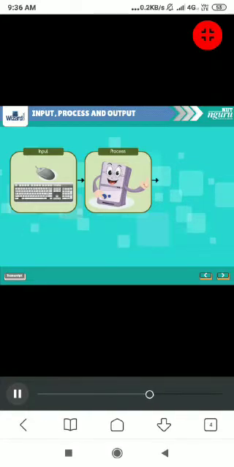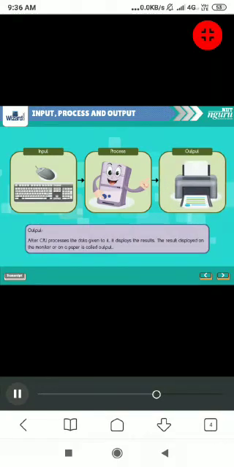Step 3. Output. After the CPU processes the data given to it, it displays the results. The result displayed on the monitor or on a paper is called output. So, we can say that a computer follows the input, process, output cycle or the IPO cycle.